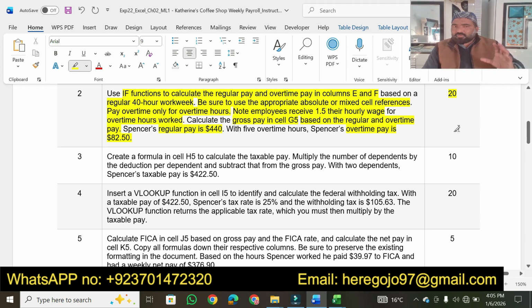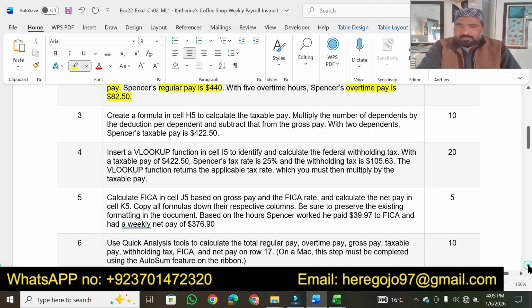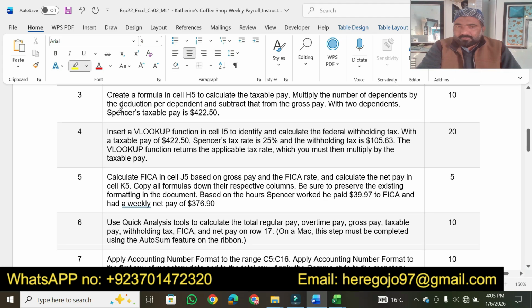Question number 2 is quite a big one. Okay, in question number 2 there are three parts. First we have to find our regular pay, then we have to find overtime pay, and in the last part we have to find gross pay in cell G5. So we have done it and we got the result. So question number 2 is done. Now we are moving toward question number 3.